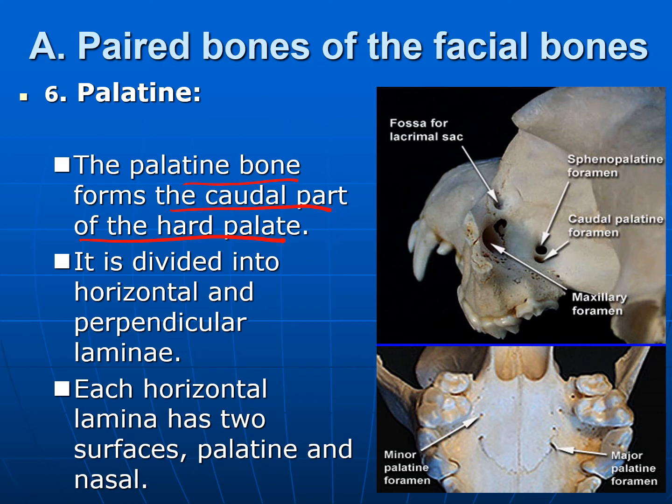The cranial portion is formed from the incisive and maxilla, and the caudal part is formed by the palatine bone. So this area here where we have the bone is the hard palate. This one here is the caudal part, formed by the palatine, and the cranial or rostral portion is formed by the maxilla and the incisive bone.